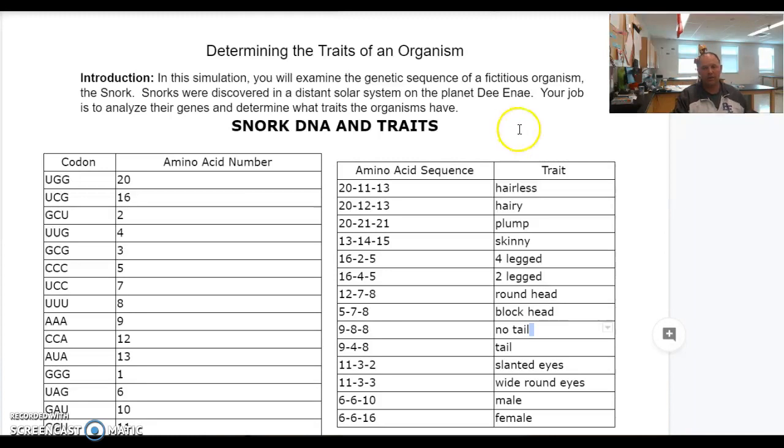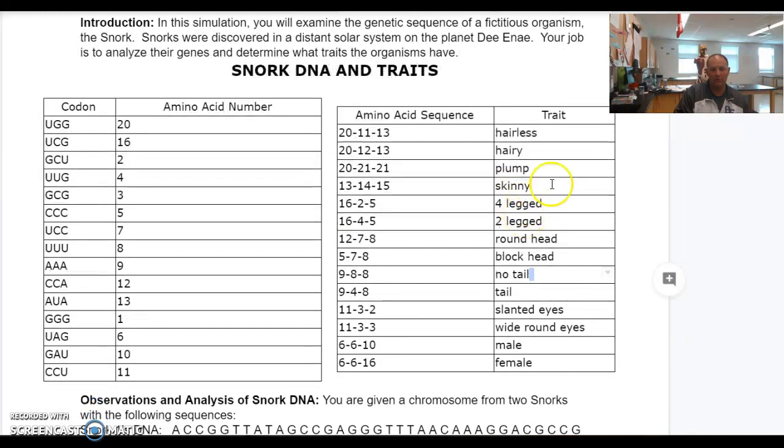So as you've got this here, you've got all of these traits listed right here. You have codon UGG, codes for amino acid number 20. So rather than name them, we're going to number them on this one. So you can figure out that UGG is 20, and we're going to go that way. And then you have different traits listed on this side based on the amino acid sequence.